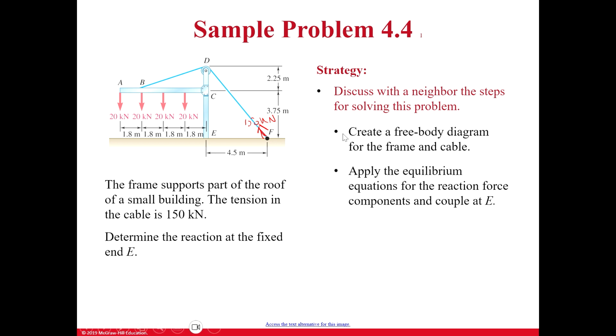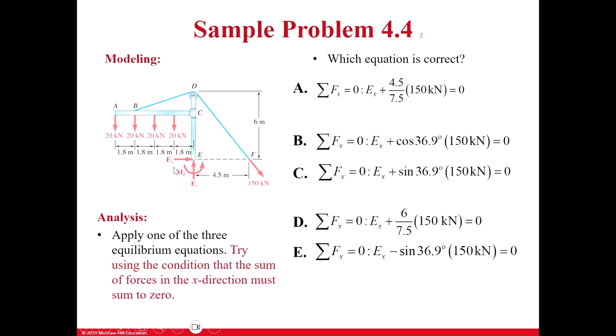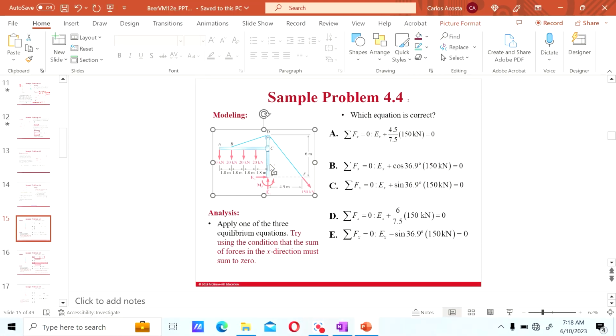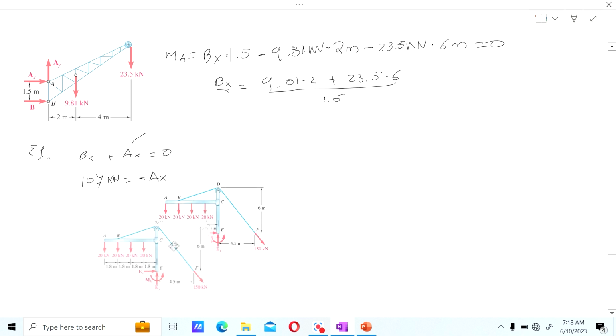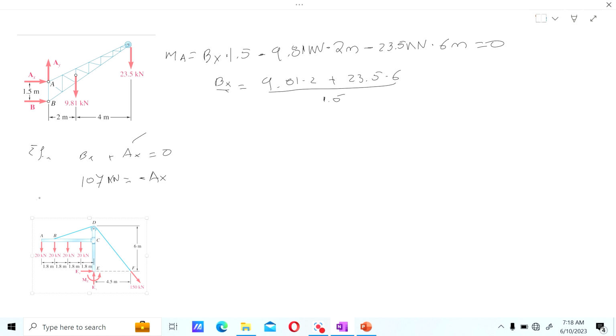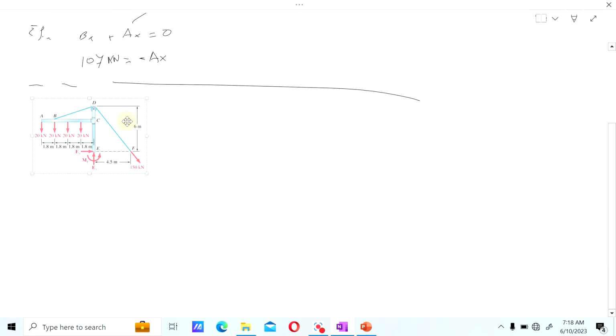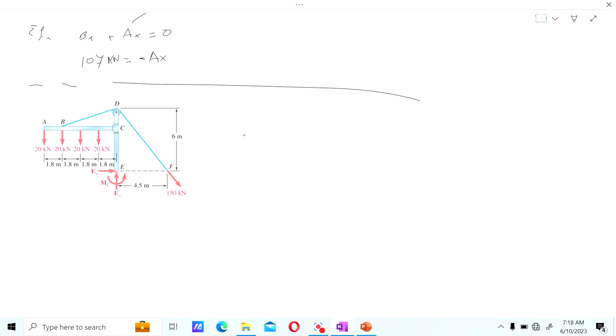All right, okay, so let's go ahead and use this figure right here and take it to another example. All right, so let's do this case right now. So they're asking for the reactions at E. They're telling us what the tension at F is. It's 150 kilonewtons. So, summation of forces in X is 0. Summation of forces in Y is 0.